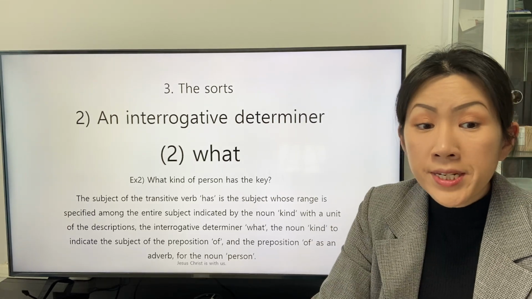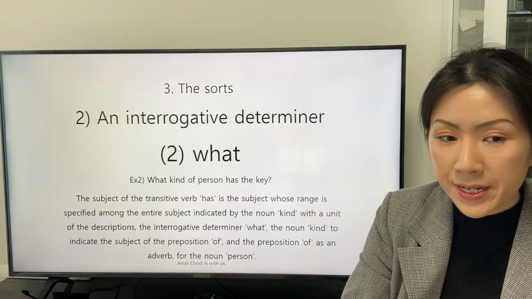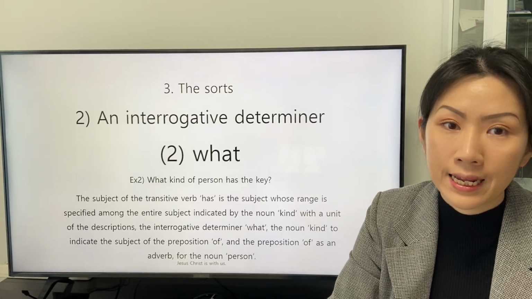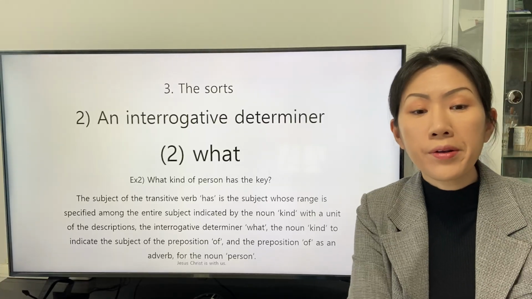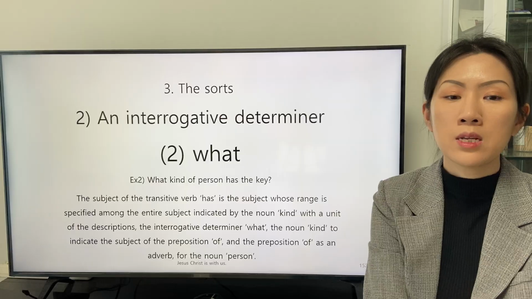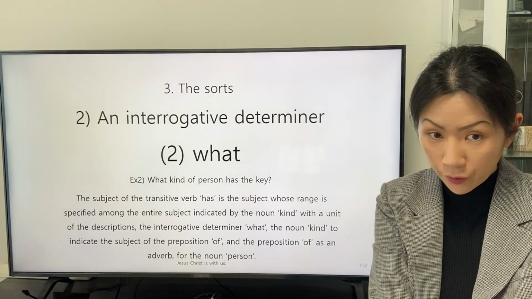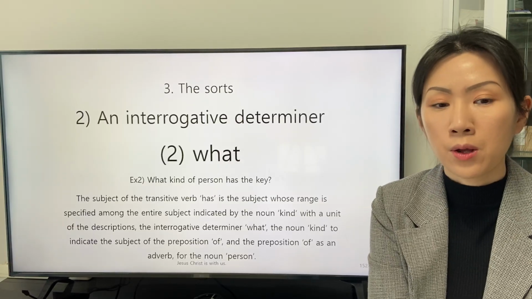The subject of the transitive verb has is the subject whose range is specified among the entire subject indicated by the noun kind, with the unit of the descriptions: the interrogative determiner what, the noun kind to indicate the subject of the preposition of, and the preposition of as an adverb for the noun person.